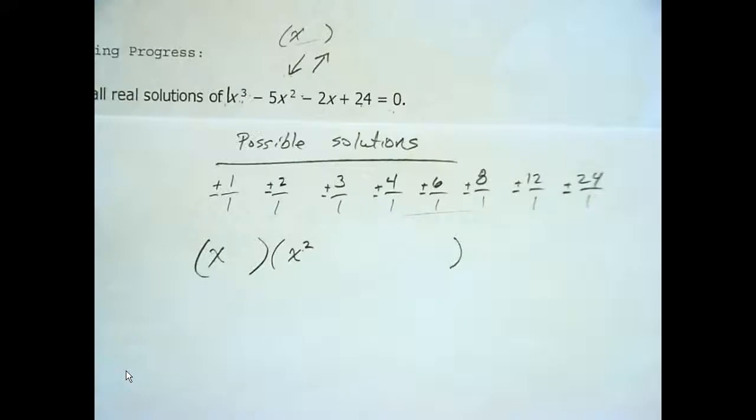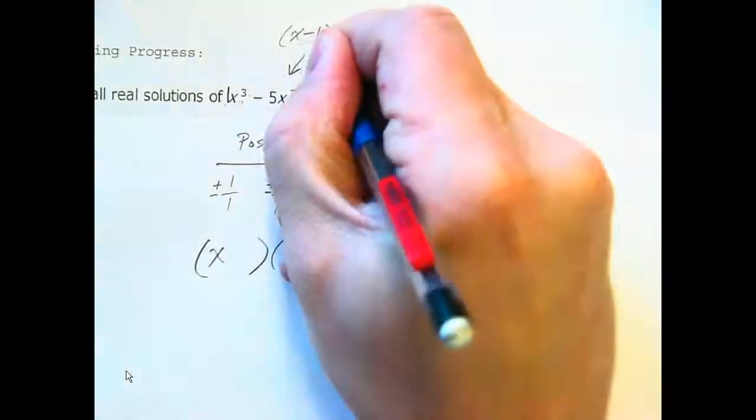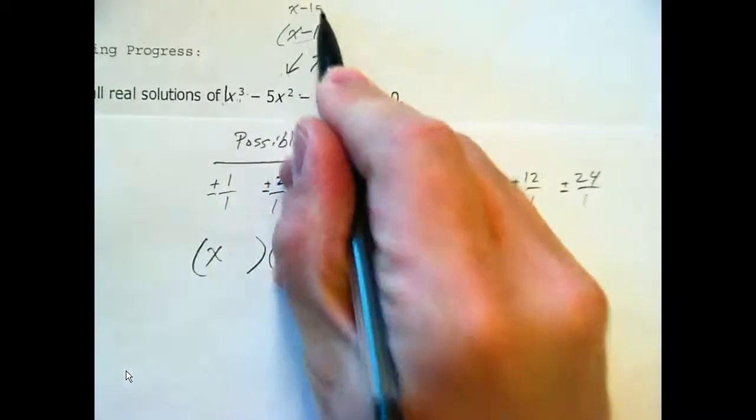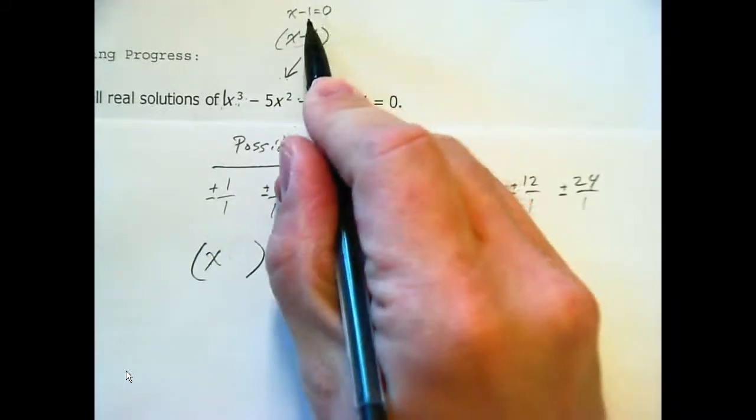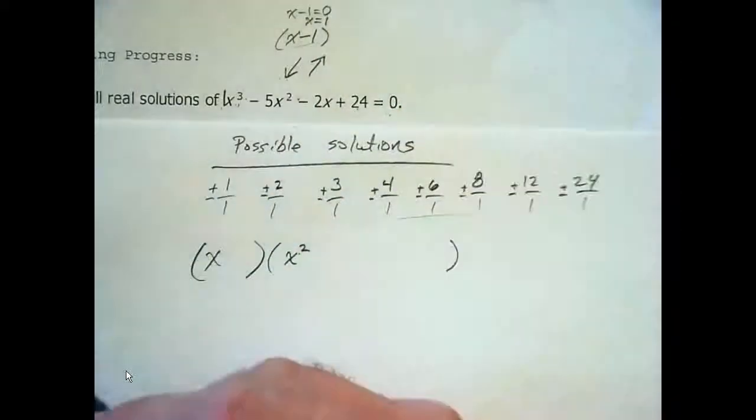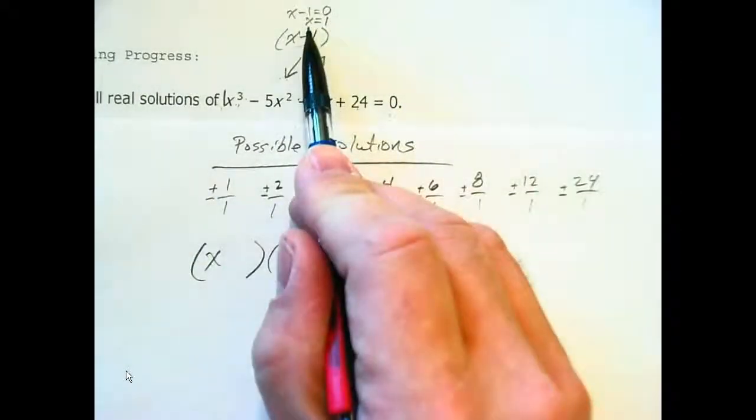Okay, how many say plus 1? How many say minus 1? The answer is minus 1. Why is it minus 1? Because when x minus 1 equals 0, you get x equals 1, which is your solution. Okay, so let's see if 1 works.